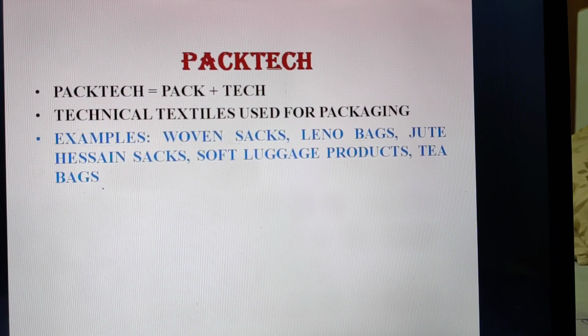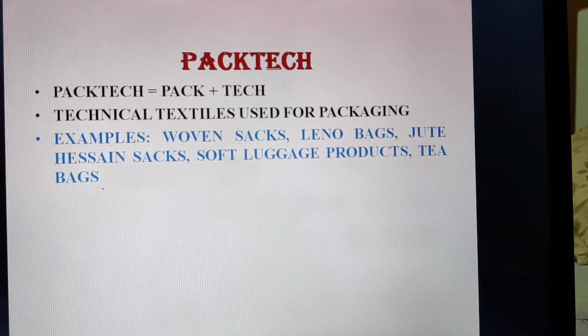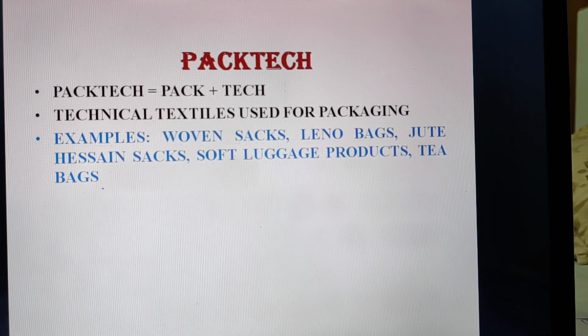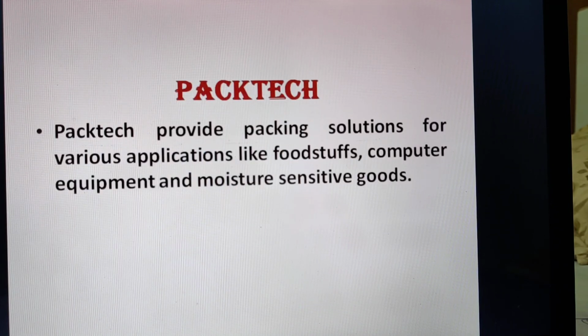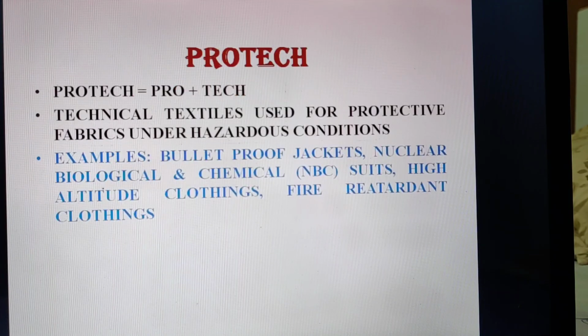Let us talk about PACKTECH. PACKTECH means pack plus tech. It means technical textile used for packaging, and packaging includes woven sacks, leno bags, jute sacks, soft luggage products, tea bags, etc. And if we talk about civil engineering, then even cement bags. Cement is now packed in bags, so that can also be classified under PACKTECH. They provide packing solutions for various applications, as we have discussed, like foodstuffs, computer equipment, and moisture sensitive goods.